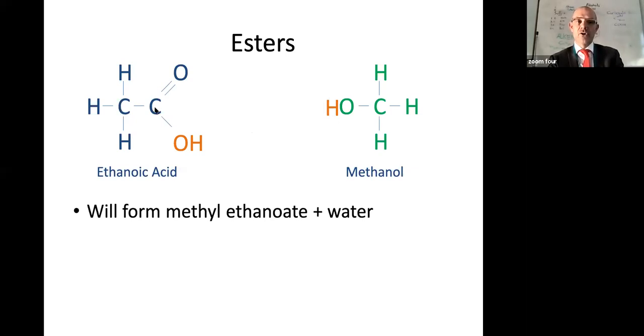We know it's ethanoic because it's two carbons. That means it's eth, and it's got a COOH on the end of it, which means it's a carboxylic acid. So that's how I named it.